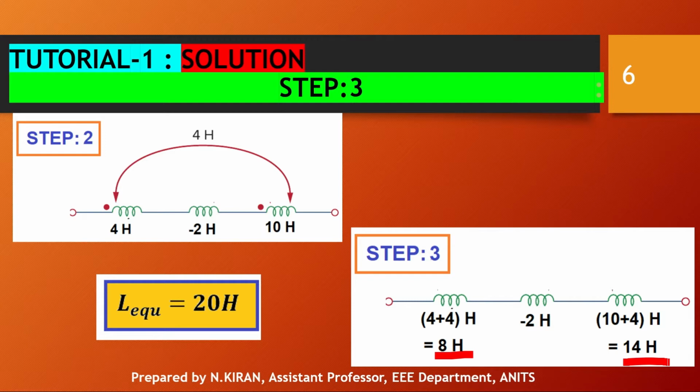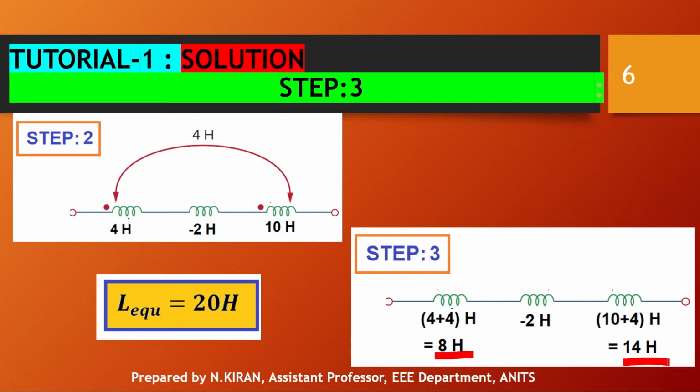Here one should note that this procedure is only valid when all the magnetically coupled coils are connected in series. When they are connected in parallel or combination of series and parallel, this method is not valid. Then we have to go and opt for the first method, that is to find electrical equivalent and thereby finding equivalent inductance.